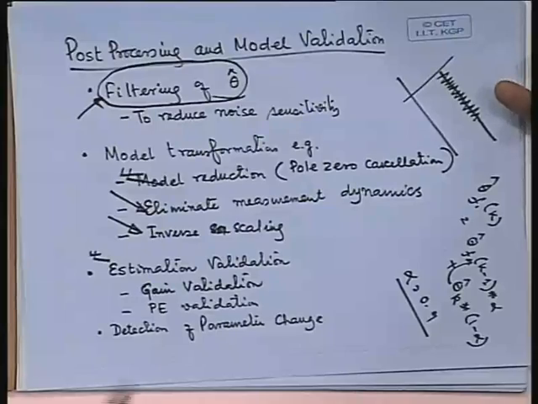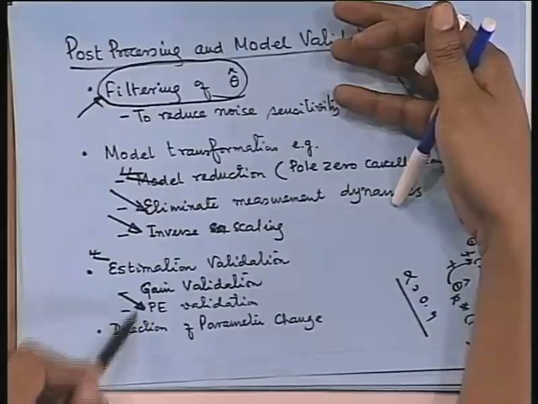And you need to validate whether your estimation process is going healthy. So you need to know whether your estimator gain is dying, whether your estimator gain is corrupted. You need to check the prediction error to see whether it's white, whether it's uncorrelated with U, whether you have extracted all juice out of the data. You need to see all that.